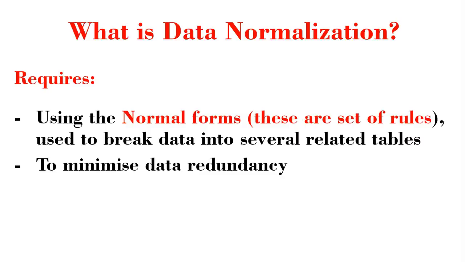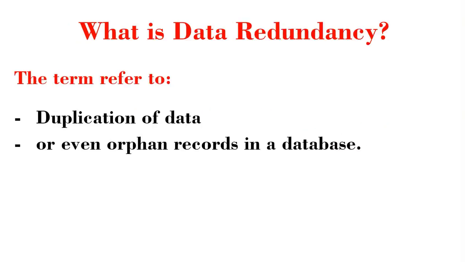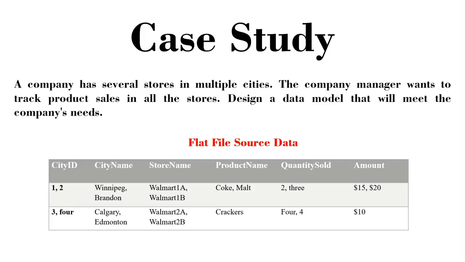I mentioned that we normalize data to minimize data redundancy. So what is data redundancy? It is a term used to refer to duplication of data within a database or even orphan records present in a database. And you will see this as we move along in this tutorial. As I've mentioned previously, our explanation of data normalization today is going to be based on this case study, and I've provided a copy of the case study below this video in the description section, so feel free to refer to it as you follow along.